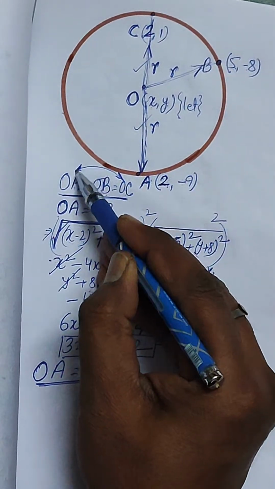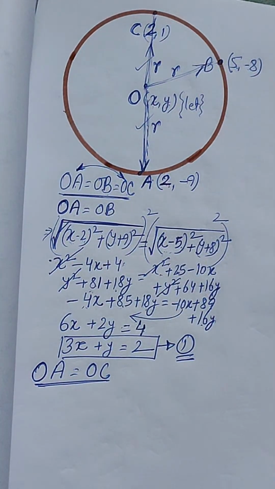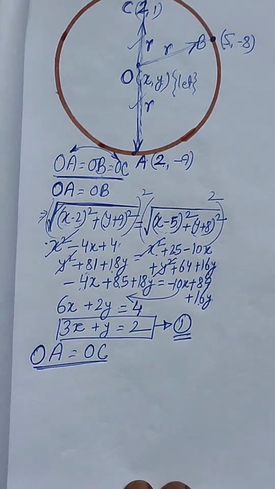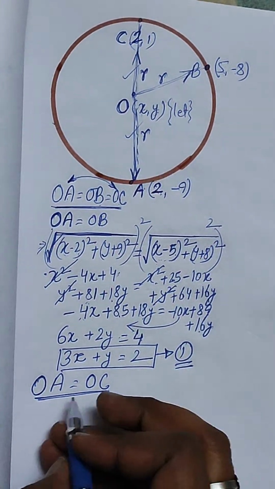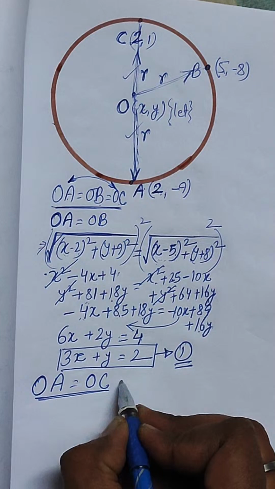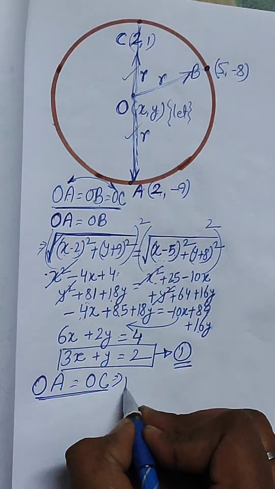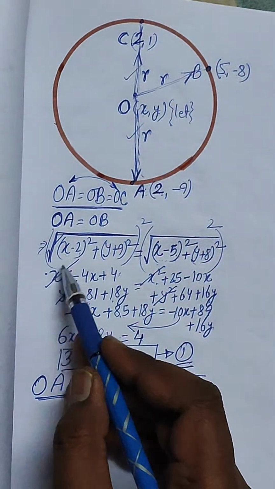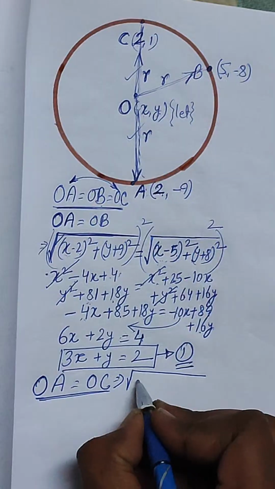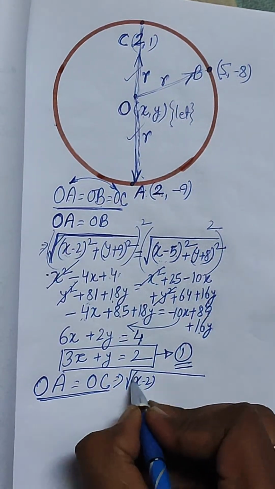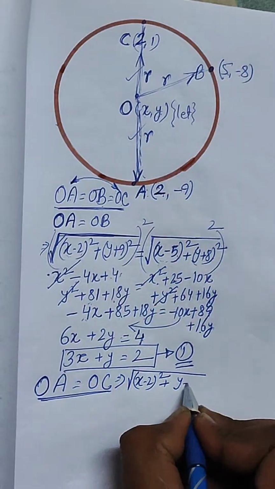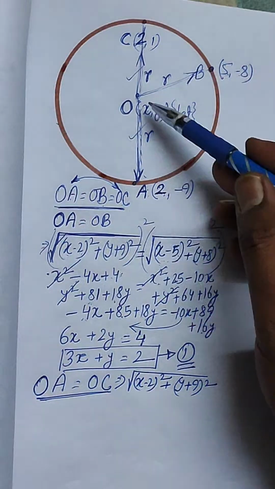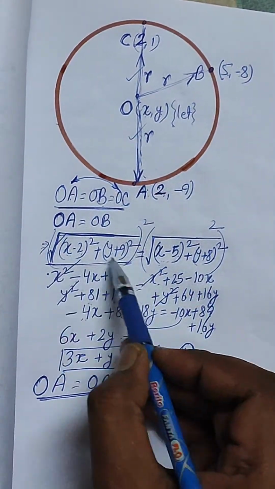This one, the second equation. To bring the second equation into the form of x and y, I am taking this one, right? So when OA is equal to OC, by using the distance formula, we can write that root over, for OA we have already calculated, it's root over x minus 2 whole square plus y plus 9 whole square, isn't it? Which we already did over here, OA.